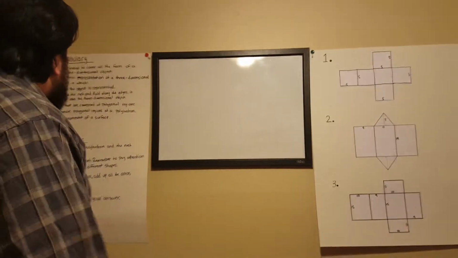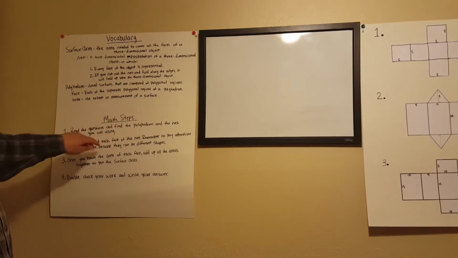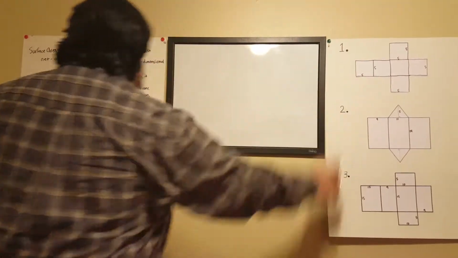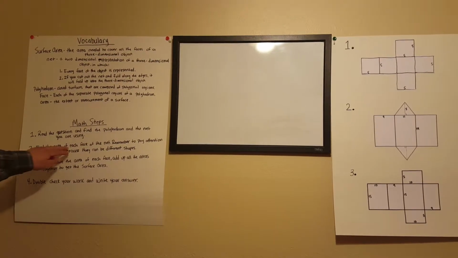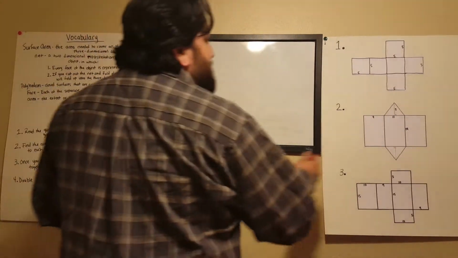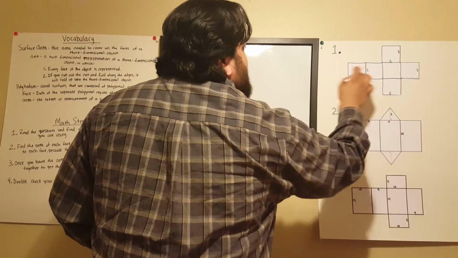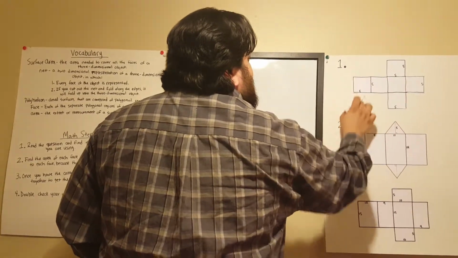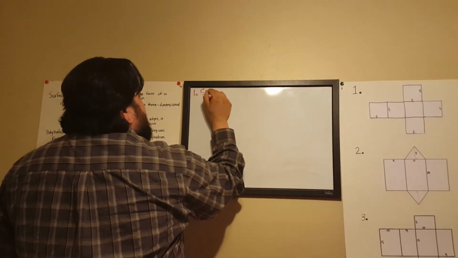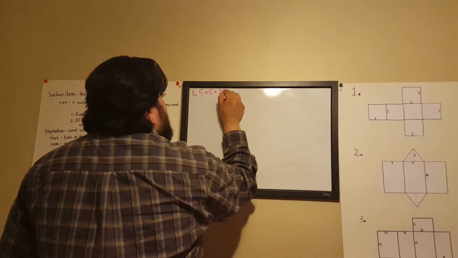Let's go to the first step, which is to read the question and find the polyhedron and the net we are using, which is this one right here. Now we have to find the area of each face of the net, and remember to pay attention to each shape. Like I said, the only shape we have right now is squares, so each area would be 5 times 5, which is of course 25.